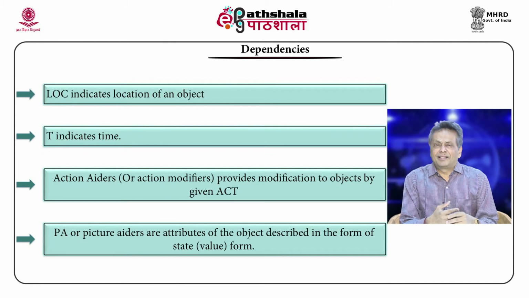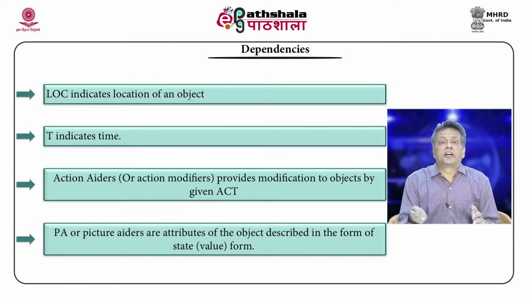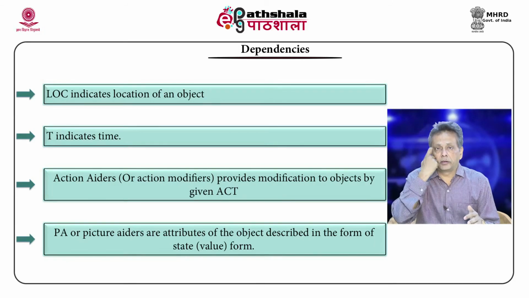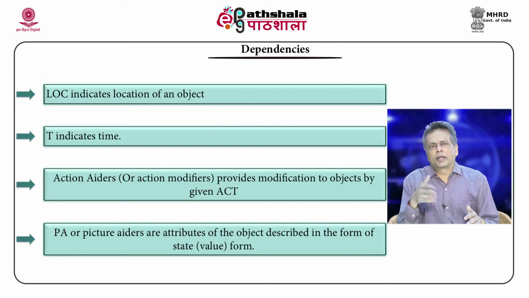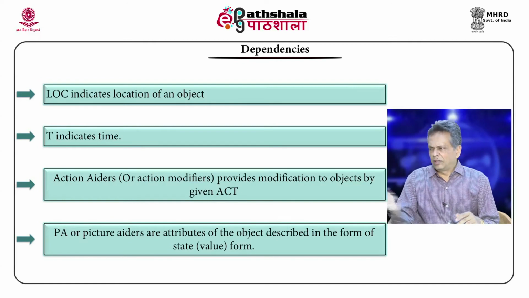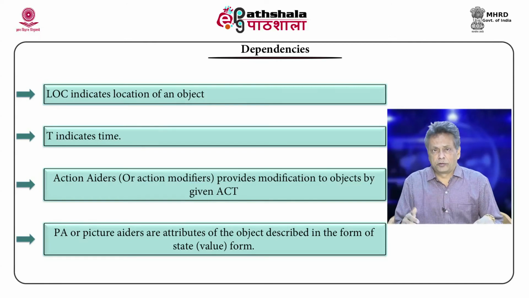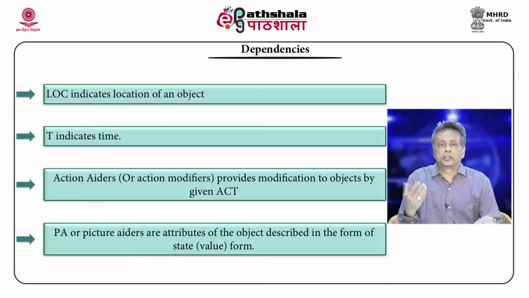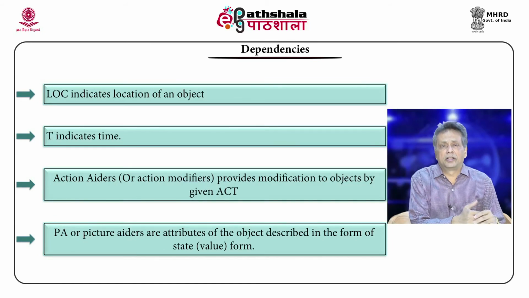Sometimes you want to specify the time. For example, Milkha Singh ran yesterday, then that arrow will have that information. That is sometimes called T. T represents time. And there are some action aiders. For example, when you say Milkha Singh ran yesterday, that yesterday is called an action aider. And there is something called picture aiders, which talks about the attributes of the object. For example, Sachin is clever. That clever is an attribute of Sachin. So, that is represented as picture aiders in CD.